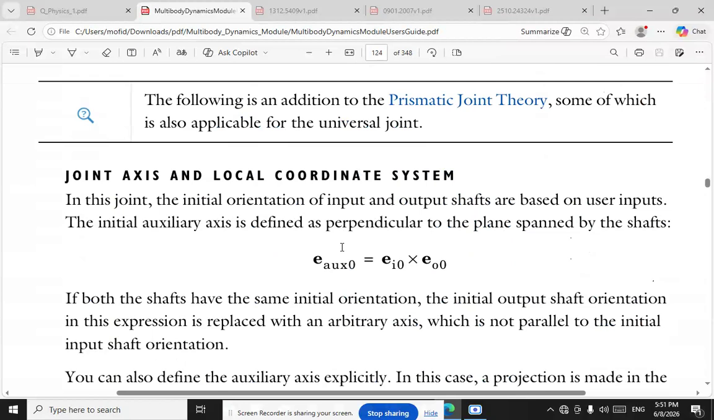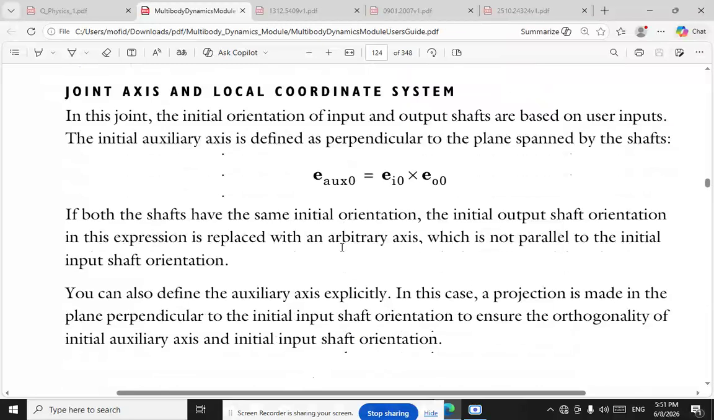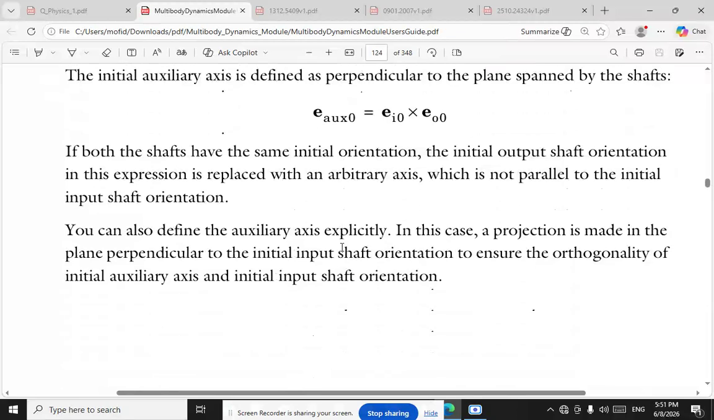The following is an addition to the prismatic joint theory, some of which is also applicable for the universal joint. Now I want to go through the joint axis and local coordinate system. In this joint, the initial orientation of input and output shafts are based on user inputs. The initial auxiliary axis is defined as perpendicular to the plane spanned by the shafts. For example, e_aux0 is equal to e_I0 multiplied by e_O0.